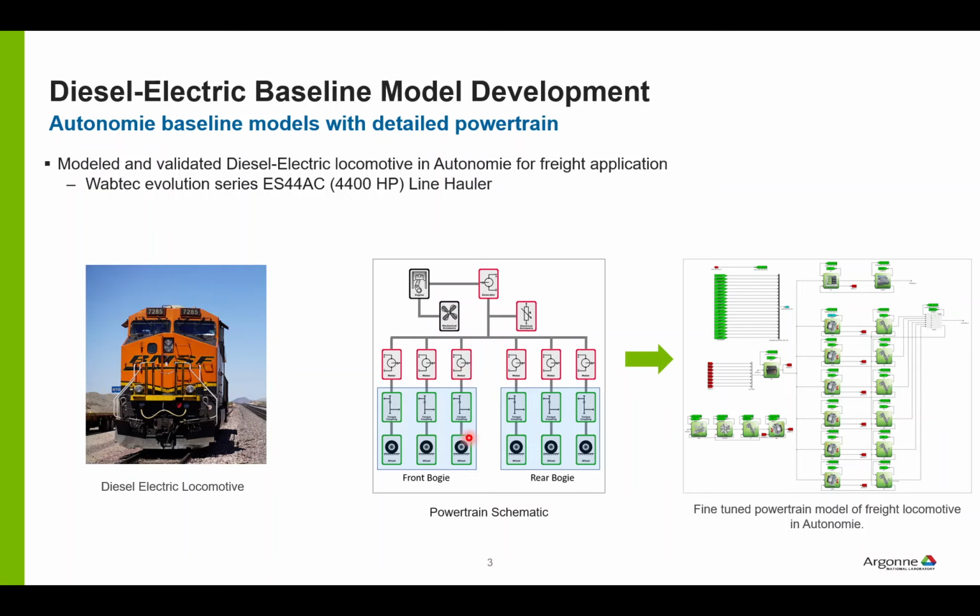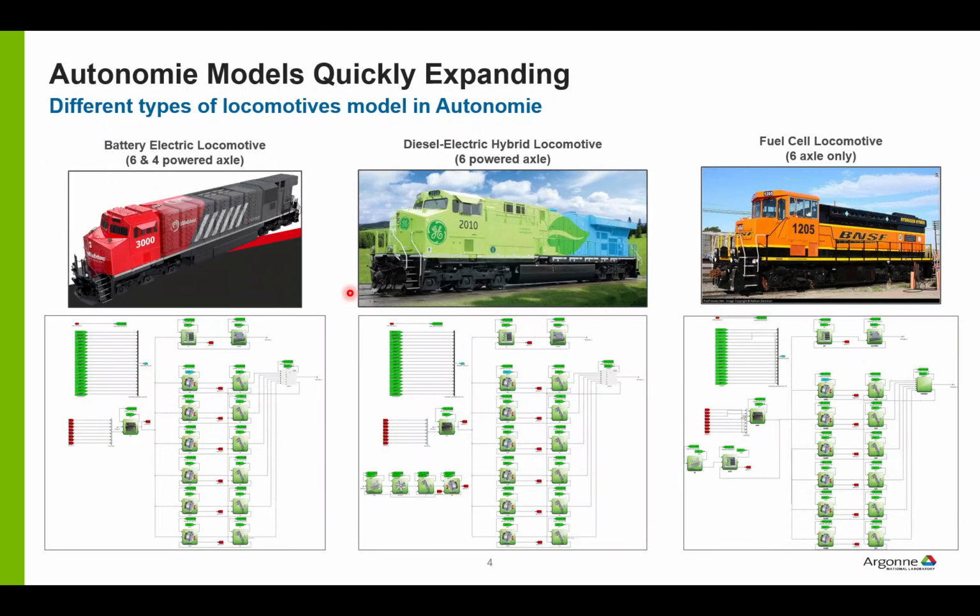And after modeling this, we expanded our model library to include the battery electric locomotive, the diesel electric hybrid locomotive, and the fuel cell locomotive. So these are the four different technologies that can be simulated in Autonomie as of today. And for today's demonstration, we'll be focusing on the battery electric locomotive.